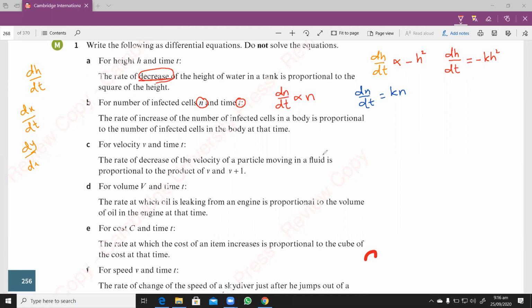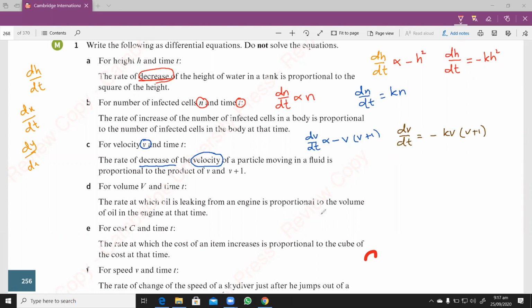Similarly, if you look at the C part, the rate of decrease of the velocity of a particle moving in a fluid. Look at this decrease over here, and the velocity is represented by v. So I'll say this dv by dt is proportional, and I have to put a minus here because it says decrease, to the product of v and v plus 1. This is v into v plus 1. Then when you change this proportionality sign to the equal mark, the equation would look like this: dv by dt equal to minus kv into v plus 1.